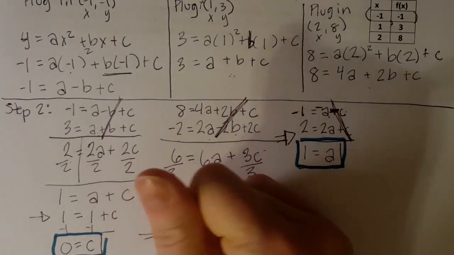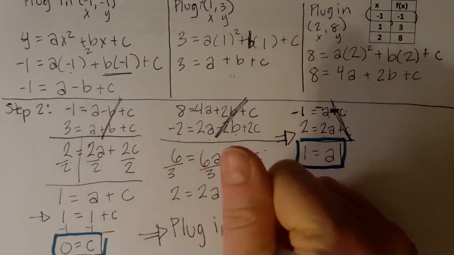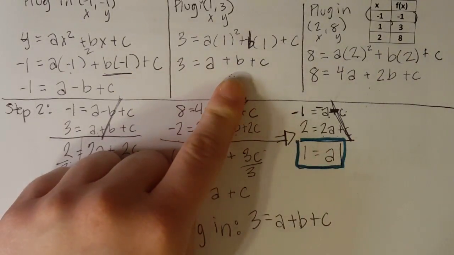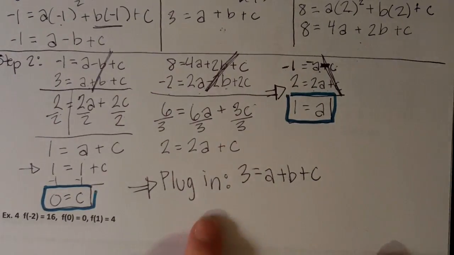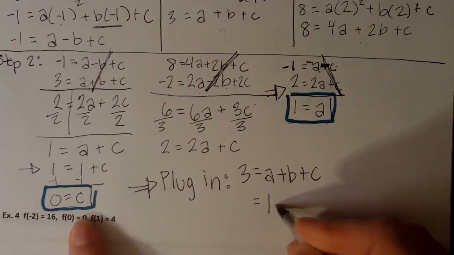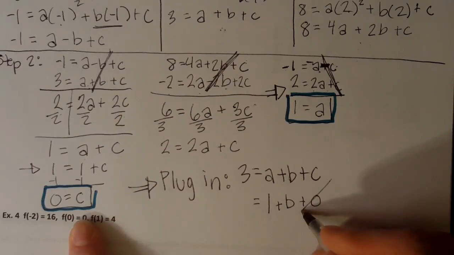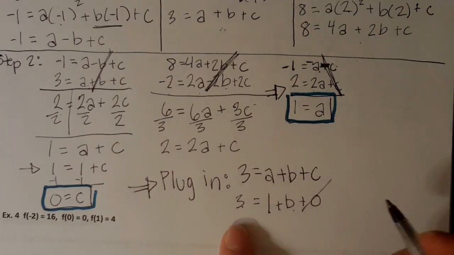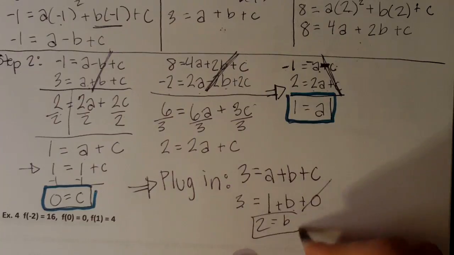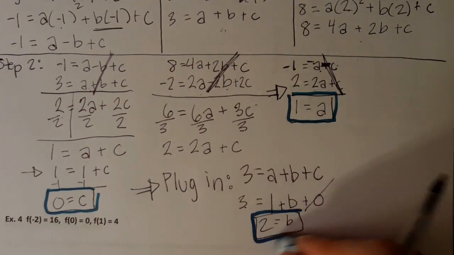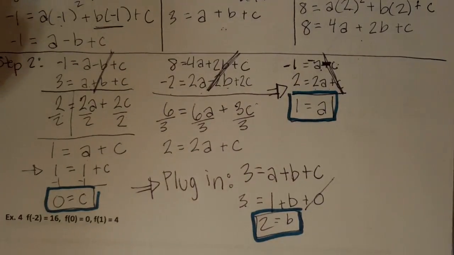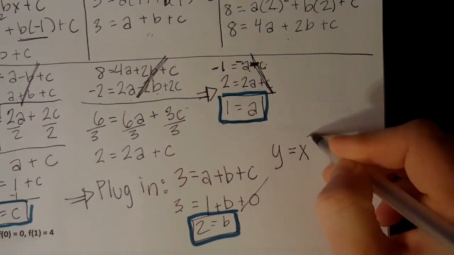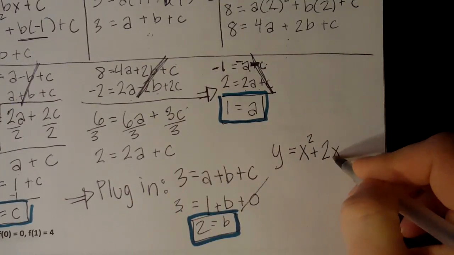So our final plug-in, we're plugging into 3, that middle one, equals A plus B plus C. Okay, A was 1, B we don't know, C was 0, so it's essentially gone, and carry down the 3. 1 plus what is 3? B would be 2. B is 2. So now we can write our equation. Y equals, A was 1, so 1x squared, plus B was 2, 2x plus C is 0.